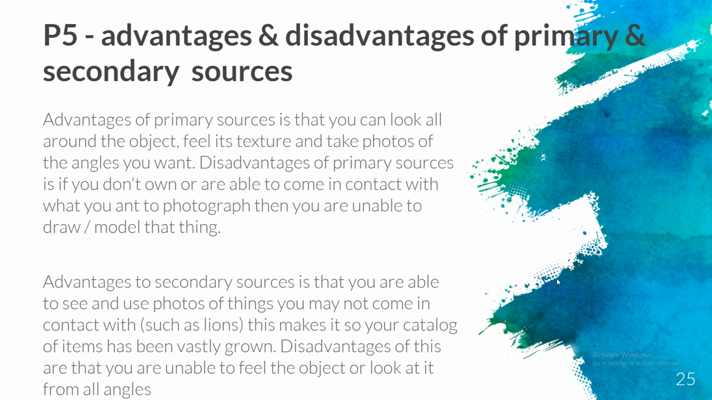Advantages to secondary sources is that you are able to see and use photos for things you might not come in contact with, such as lions or planets. This makes it so your catalogue of items has vastly grown. Disadvantages of this are that you're unable to feel the object or potentially find photos from all angles.